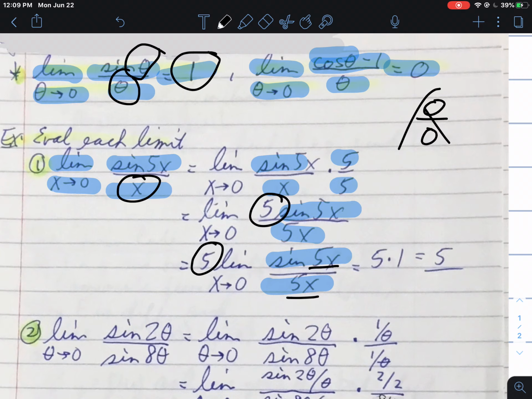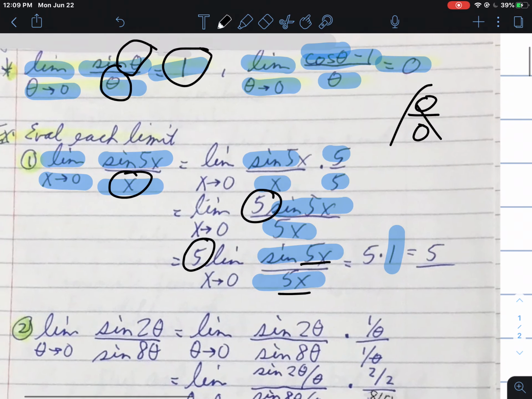But what then is the value of this thing? Well, it's 1 for the limit times that 5 that's in front of that, right? So there's the value of the limit, same as what we got up here. And then times that 5, that constant that's in the front. And so we get a value of 5 for this limit ultimately.